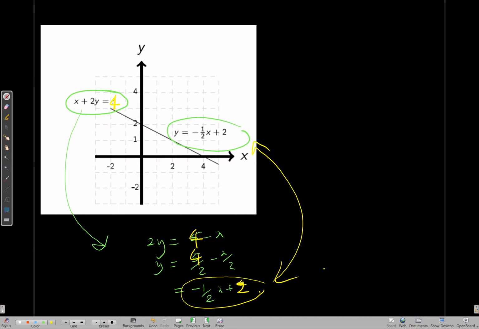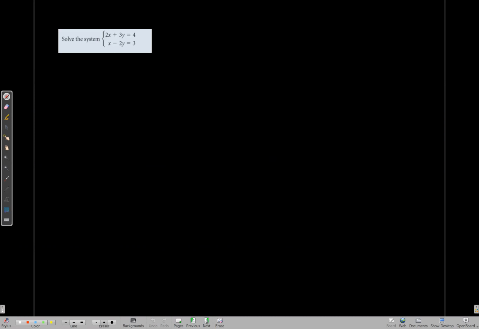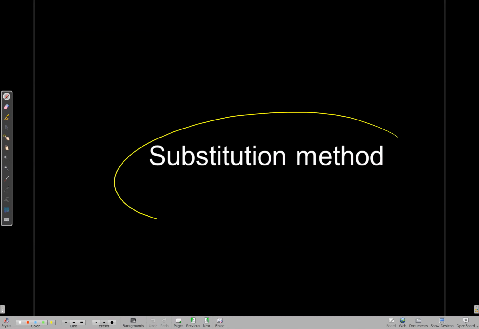So actually, now it's clear. There are 3 different cases. But the thing is, you cannot actually keep graphing equations all the time. So we are going to algebraically solve them. Now let's take an example. How about this example? So this first technique is actually the substitution method.